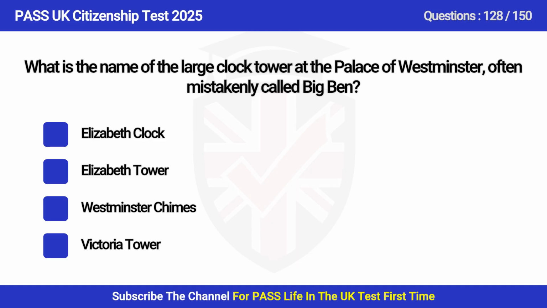A. Elizabeth Clock, B. Elizabeth Tower, C. Westminster Chimes, D. Victoria Tower.